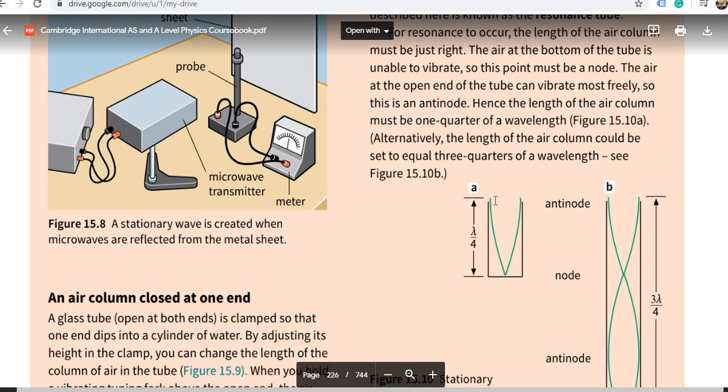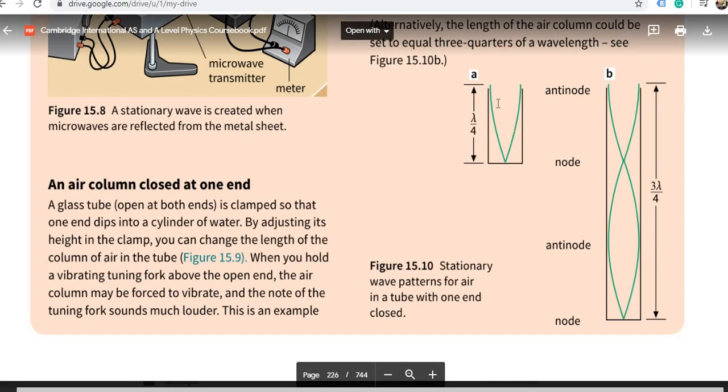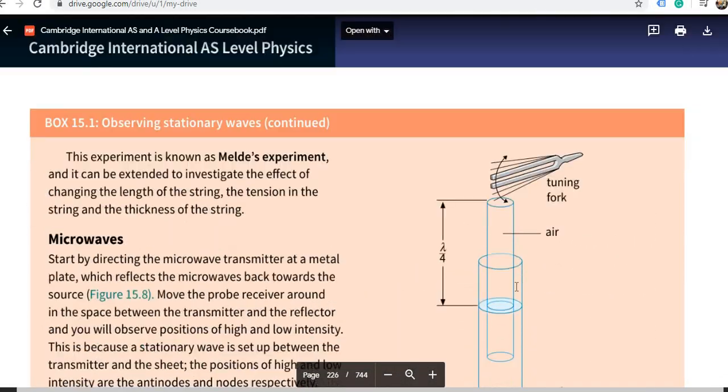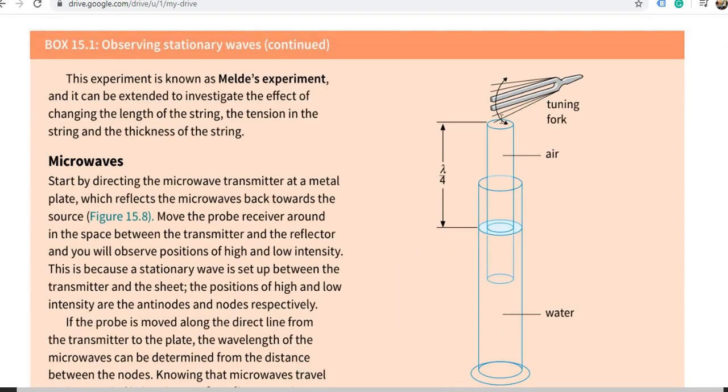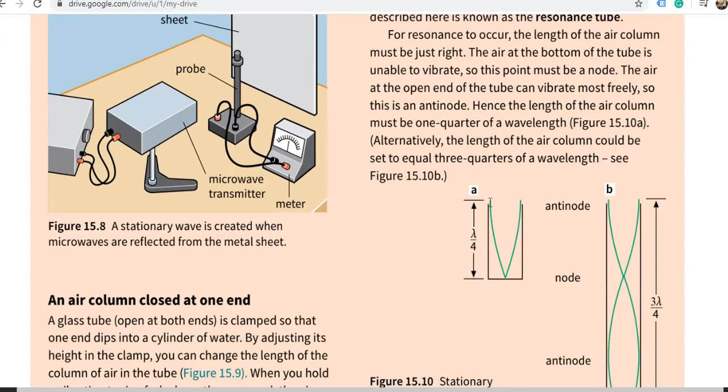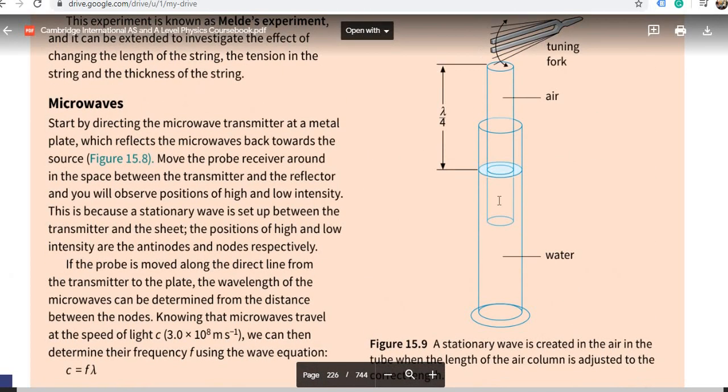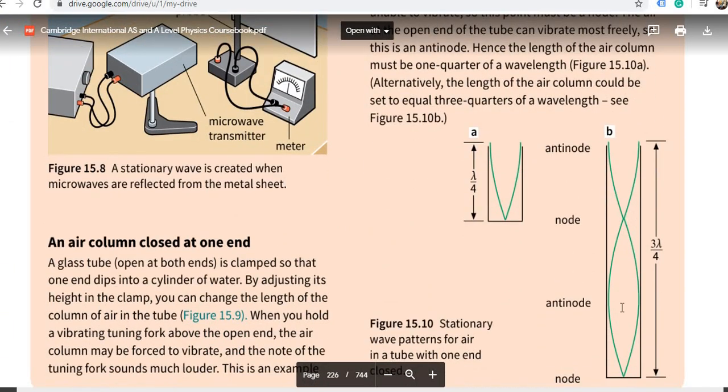And what happens is, now these are the possibilities. Let's say you start with the water level somewhere there. Let's say you start from the bottommost position and then you move it up slowly. When it is at the bottommost position, for the longest wavelength, what you can get is this: a node, an antinode here and a node here. Then when you increase the length of the air column by moving this up, the next possibility is this.